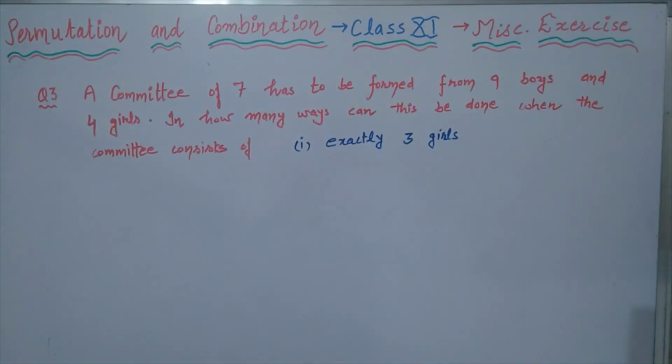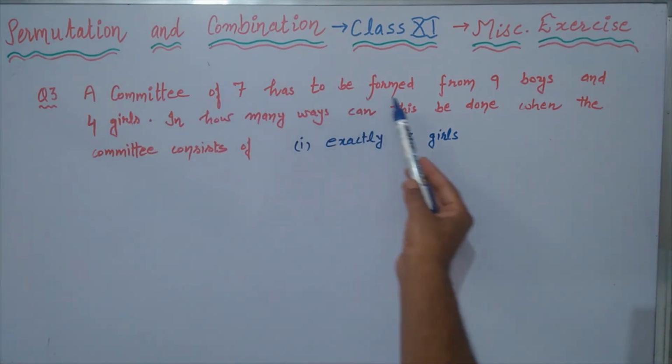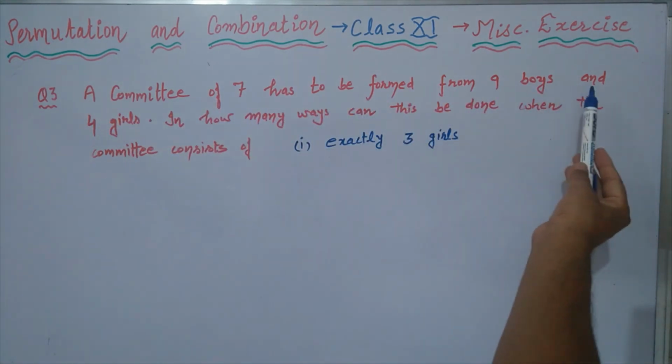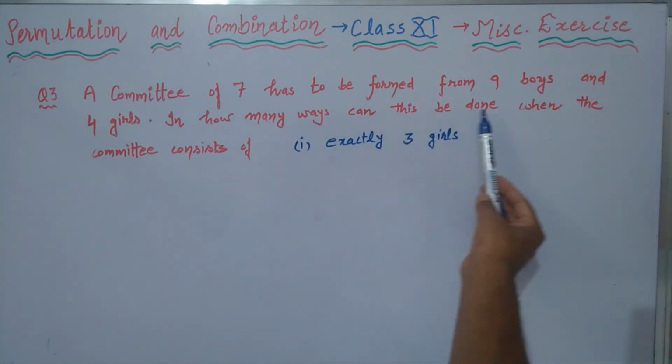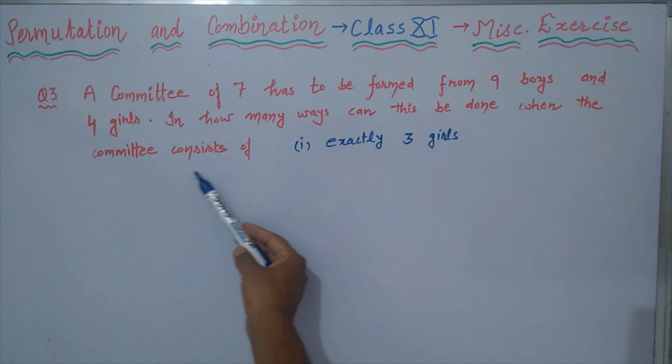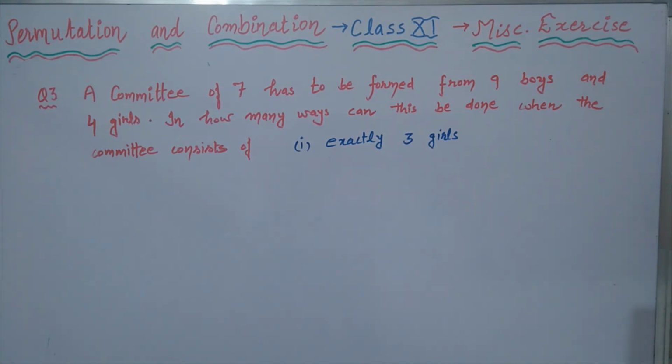Question number 3 is a very interesting question. So let us see what is there. A committee of 7 has to be formed from 9 boys and 4 girls. In how many ways can this be done when the committee consists of number 1, exactly 3 girls?